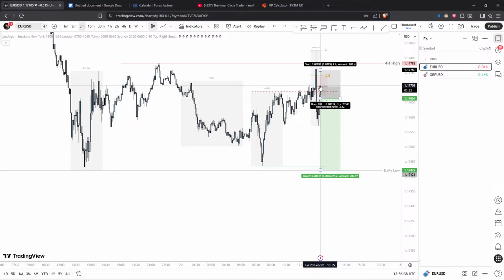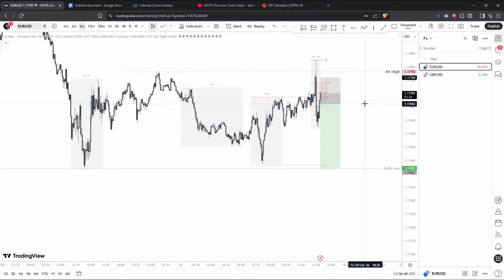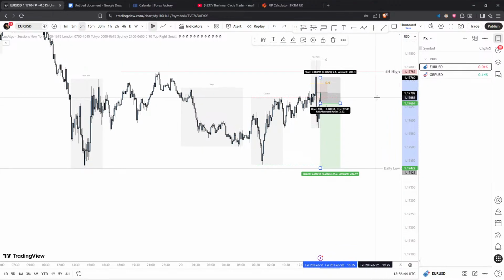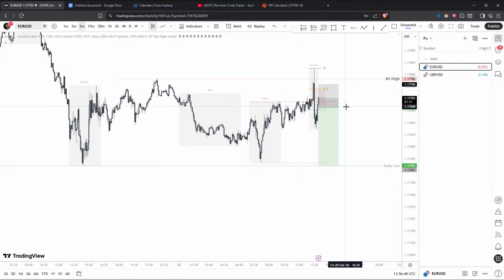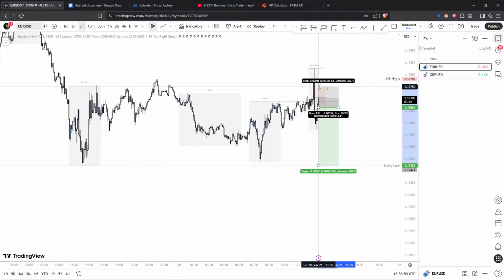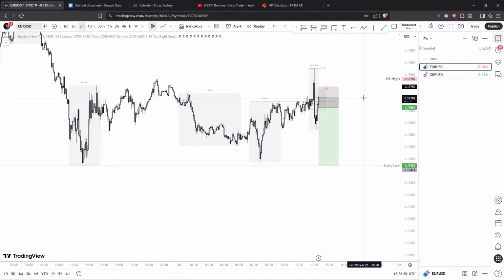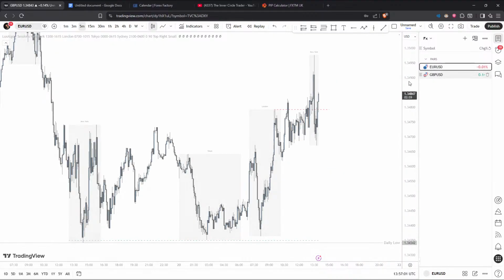Cool. So, hit entry. Ideally would have wanted to get in here, but we didn't. It's fine. Stop loss is fine. I might make this a little bit tighter. That's our entry.